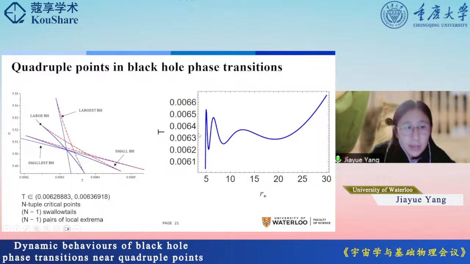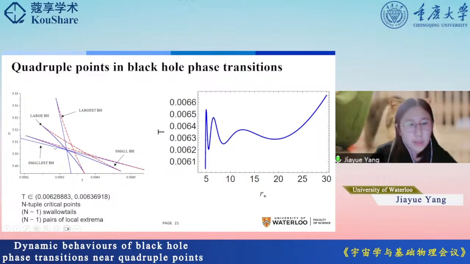Also, we can find quintuple points and higher order points. Generally, n-tuple critical points correspond to n-1 swallowtails in this diagram, and to n-1 pairs of local extrema in this diagram.